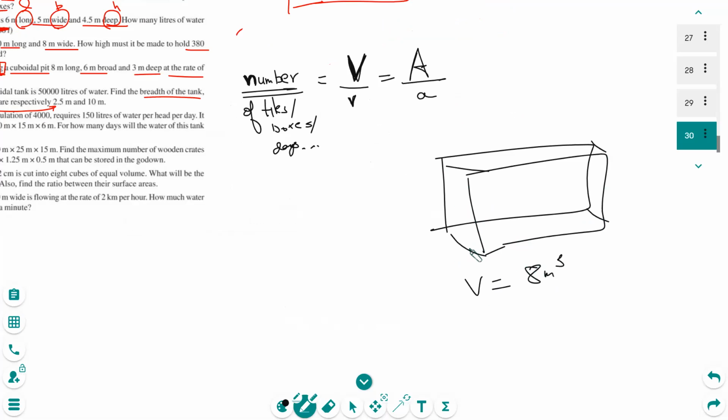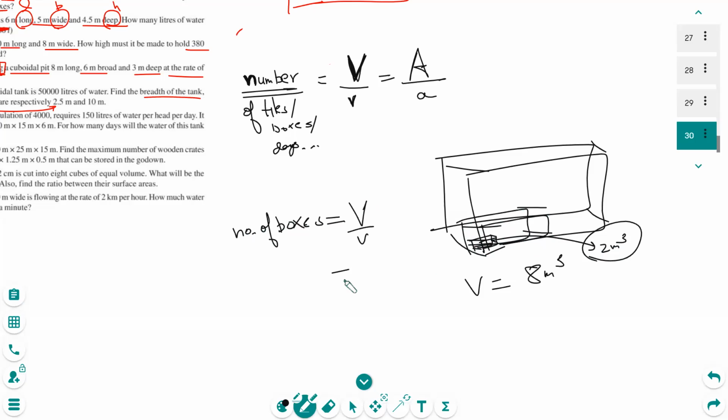Now you want to keep boxes here. The volume of each box is, I don't know, 2 meter cube. It's a bigger box then, not a small box. Now I ask you, how many boxes can you keep inside the room? You will just say the bigger volume by smaller volume. 8 divided by 2 gives me 4, right? So 4 boxes can be fit.